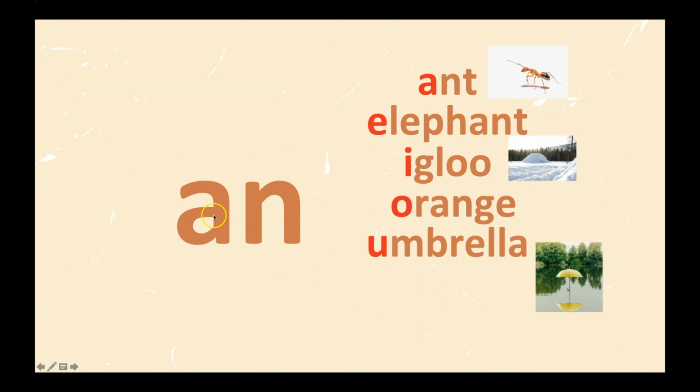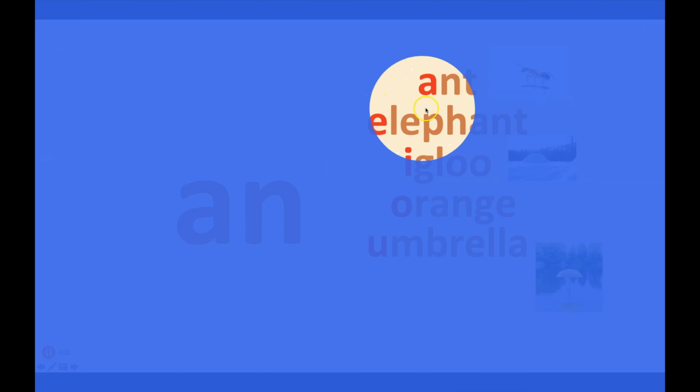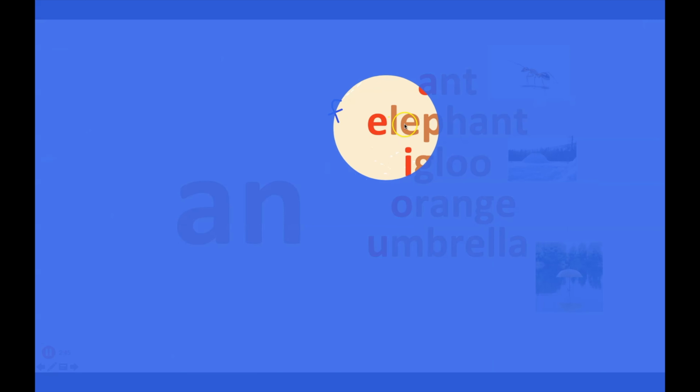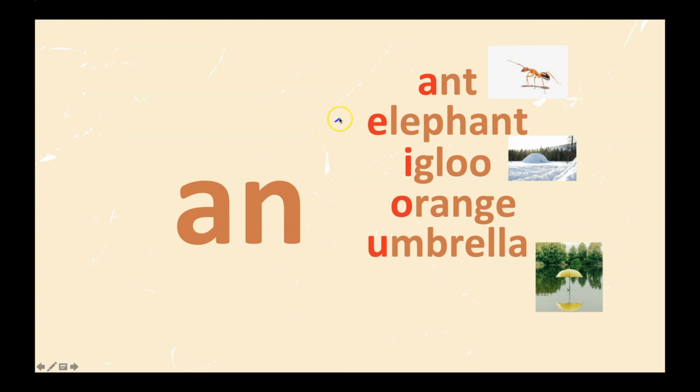An elephant. An means one. An elephant, if we remember, is the animal. And the word elephant begins with E. We also remember that P and H together sound like F. So elephant, an elephant, meaning one elephant.